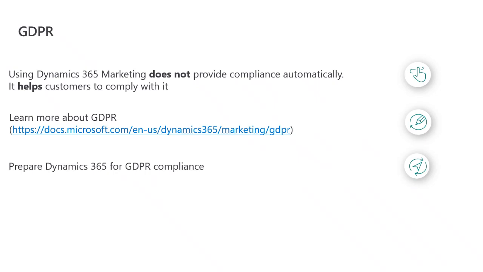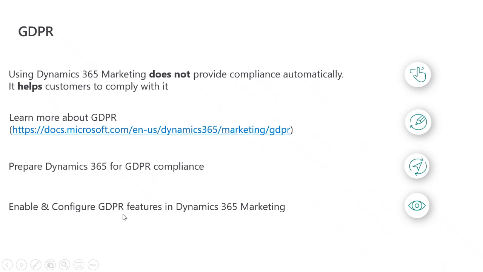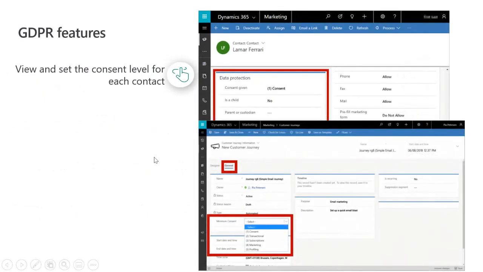Okay, you need to identify those, and then you need to build the processes to easily discover, deliver this data, or update this data, or delete this data when requested by the customer. Okay, and finally, there's this GDPR feature in Dynamics 365 Marketing, so you should enable this one and configure. I will talk about this one using the next slide.